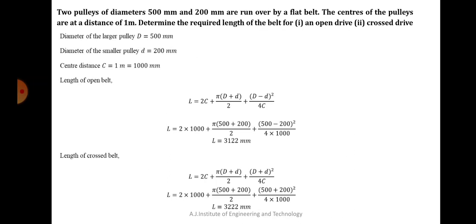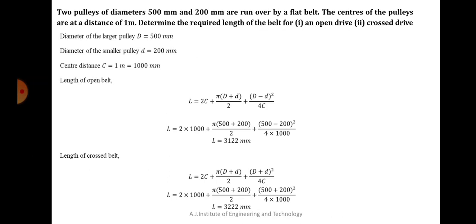Now this question is absolutely similar to the first question what we have done, right? So all the data are given. You are asked to find the length of the belt. It's just a repetition of the first problem. The data are different, so you should be able to do it. So diameter of the larger pulley is given 500 mm. The diameter of the smaller pulley is given 200 mm. Center distance is given as 1 meter. That means it is 1000 mm.